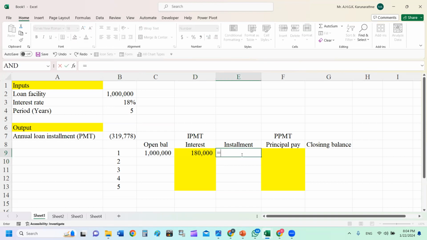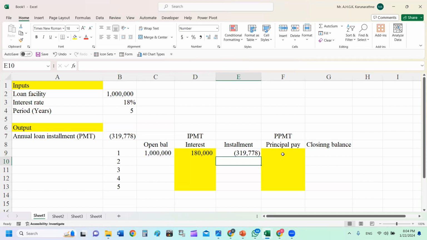Installment we have already computed, right? The installment is what we computed using the PMT function. So it equals the B7 value, and make it fixed by pressing F4. Enter. This is the installment. And the principal payment, that means loan repayment.